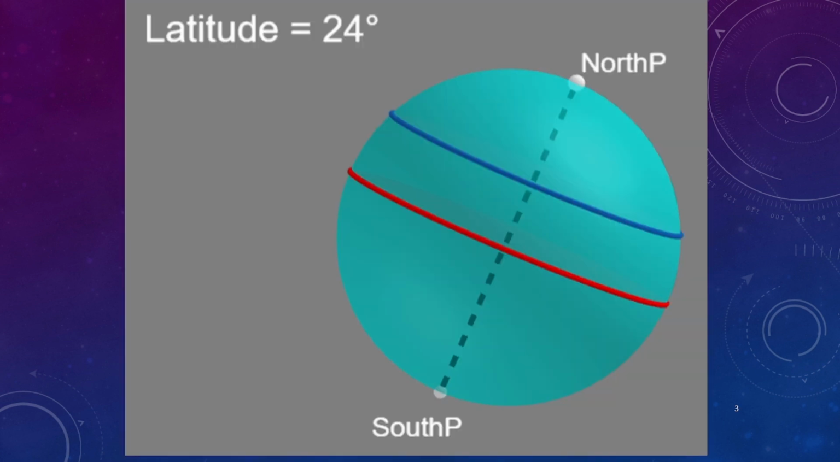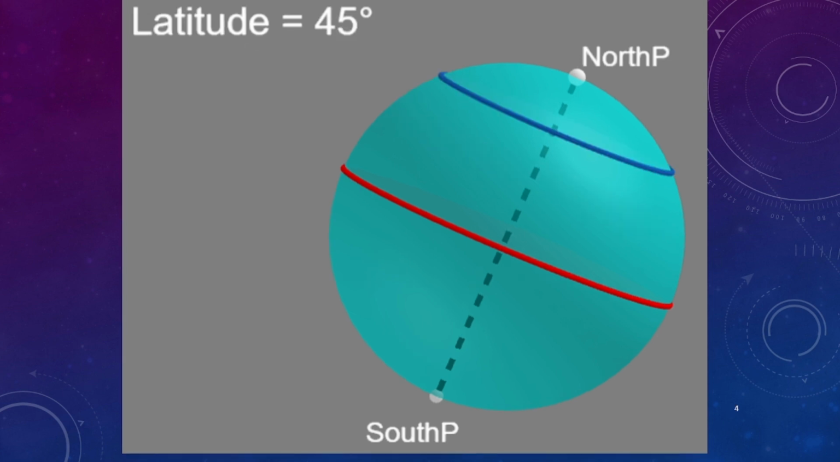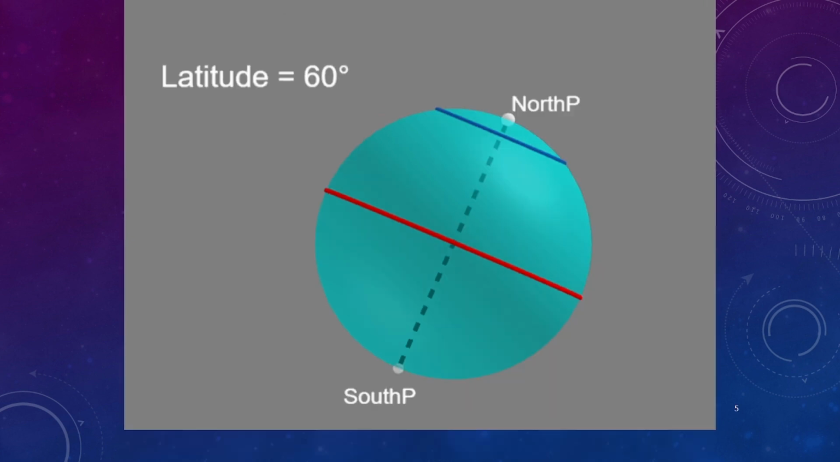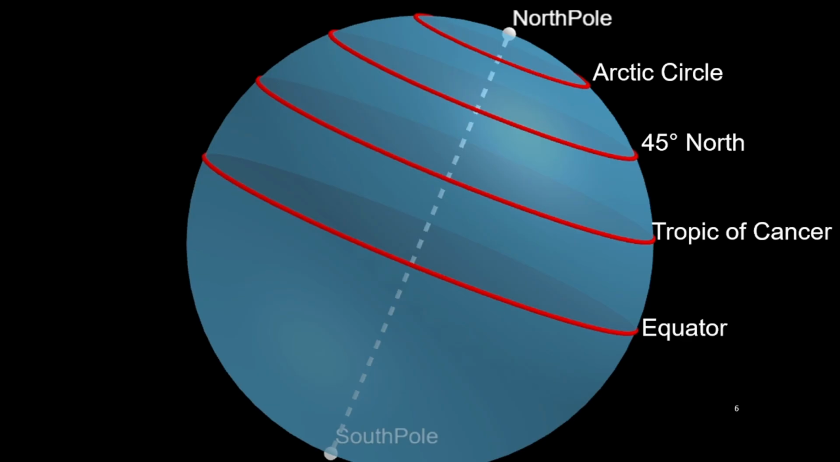However, look at this. At 24 degrees, it looks like we're almost halfway to the North Pole. At 45 degrees, maybe we're 2/3, and at 60 degrees, instead of being 2/3, we're almost all the way to the North Pole. Well, why is that?